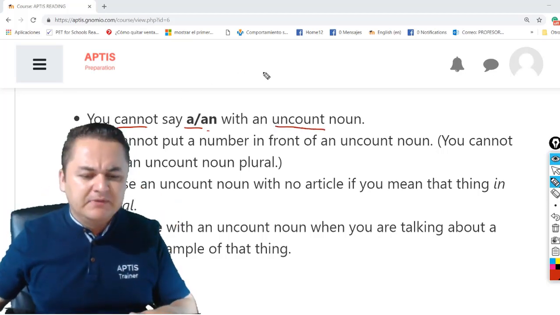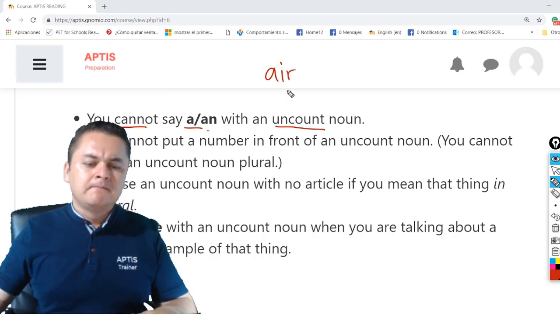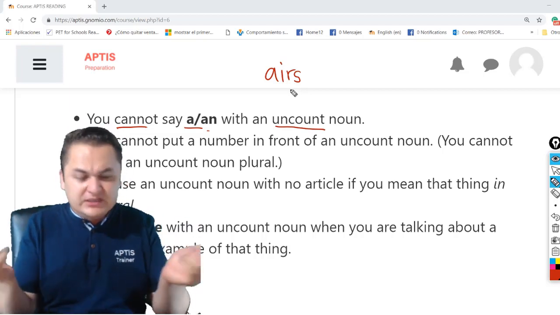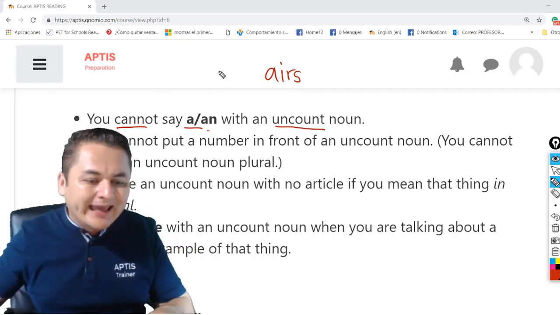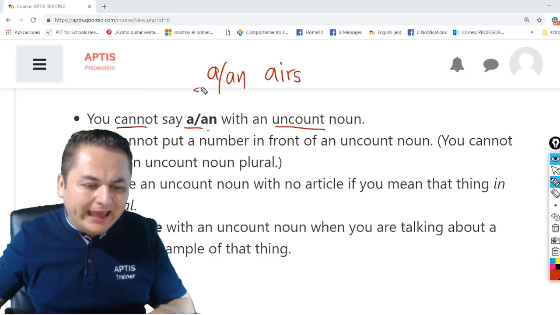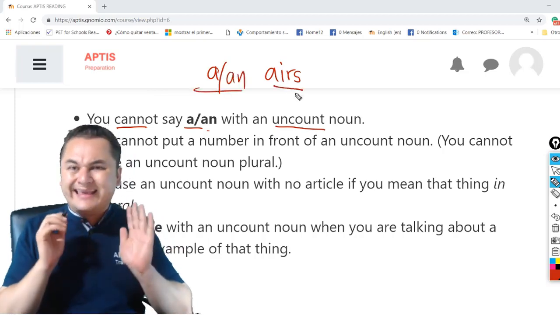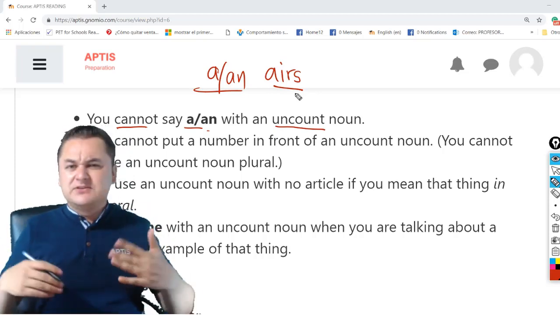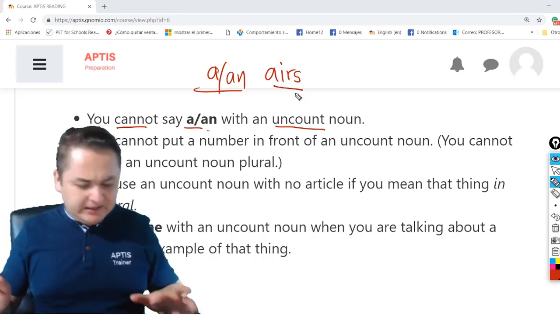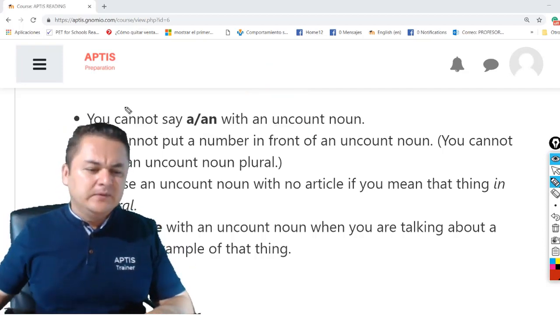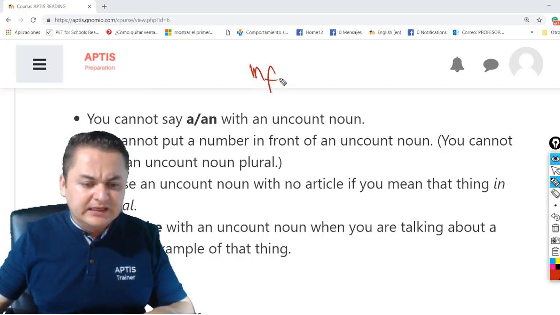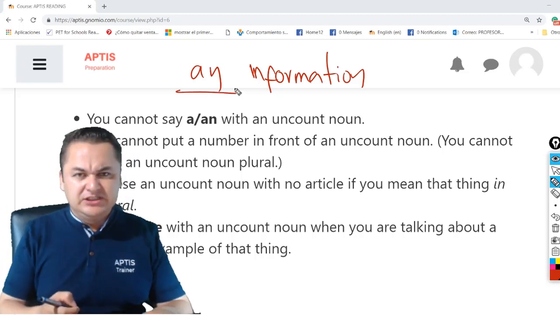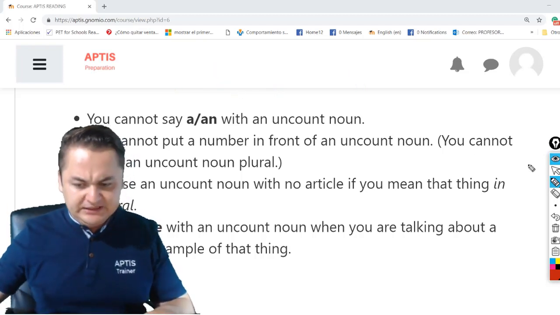So again, if I have a word like air, if I add s, I cannot say one airs, two, three airs, four airs. It doesn't make any sense. So you cannot add a or an to a word that cannot end in s. So I cannot say an air. I have to say some air, a lot of air. So let us think about another one. Information. I cannot say an information. I have to say some information.